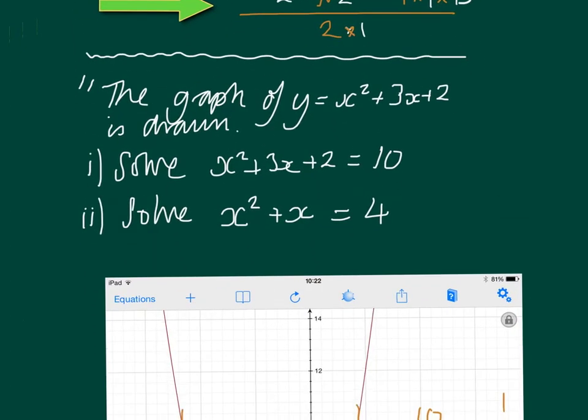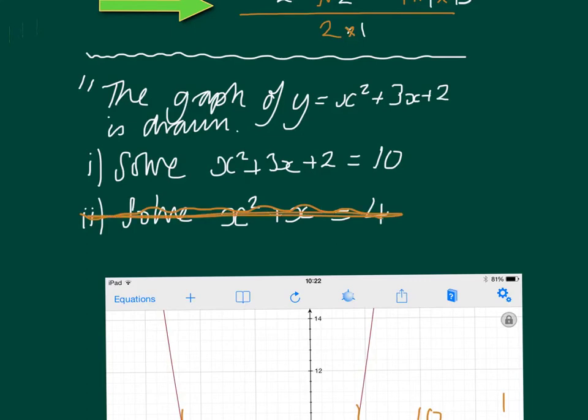Another thing you may be asked when it comes to quadratics is they may give you a question where they've drawn the graph and ask you to solve the equation. Okay, first of all, I've changed my mind. I went too long explaining that one, so we're not going to do that question today. Right, we're just going to do this top one.